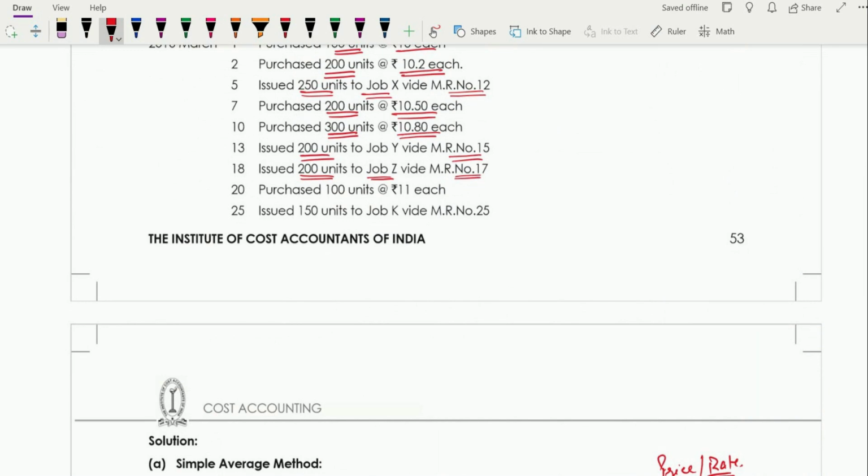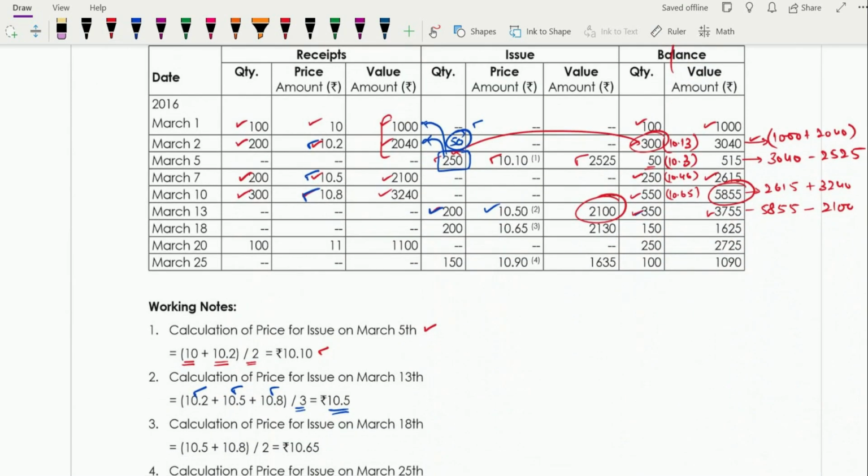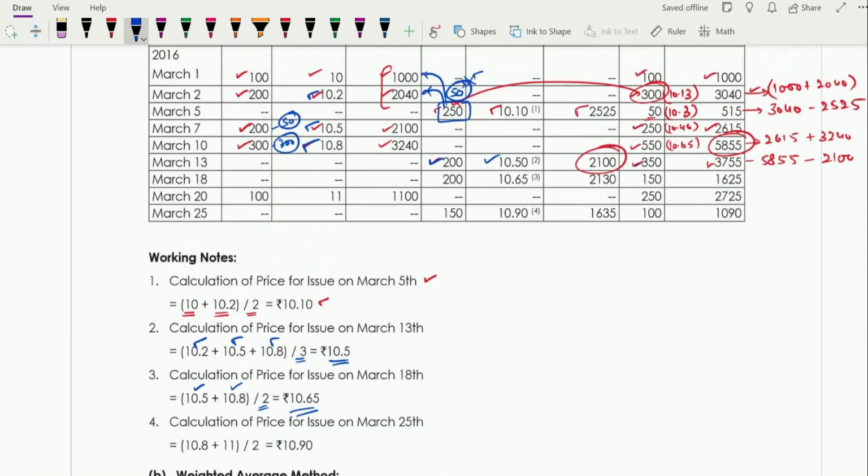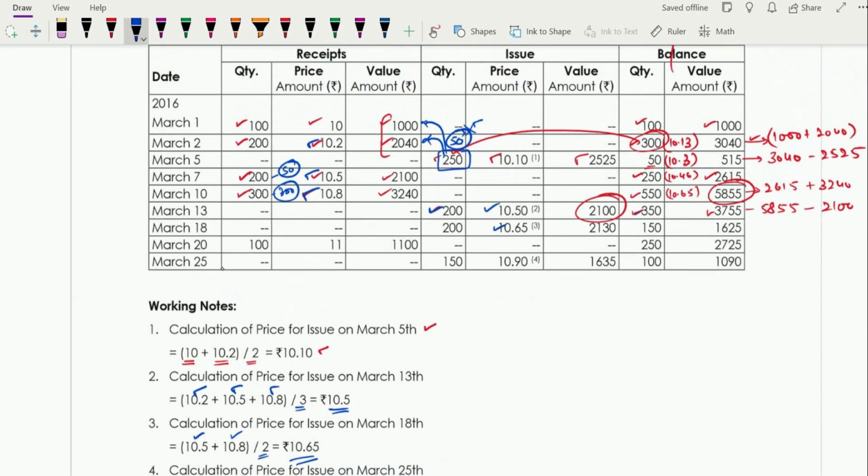Now you have issued 200 units again. Now what will happen, sir? Sir, this 50 is exhausted. This is over, right? Now, out of this, 50 are left. 150 is already issued, right? And here 300 is left. So that means you have two rates, 10.5 and 10.8. So 10.5, 10.8 divided by 2, 10.65 is the value. You have issued 200 units.